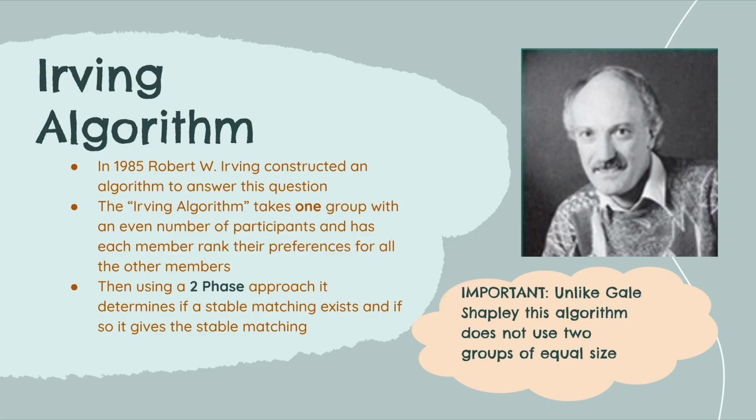Wait, but we don't have two groups of equal size. How does this work? In 1985, Robert Irving constructed an algorithm to answer this question. The Irving algorithm takes one group with an even number of participants and has each member rank their preferences for all the other members. Then, using a two-phase approach, it determines if a stable matching exists, and if so, it gives the stable matching. Unlike the Gale-Shapley algorithm, this algorithm does not need two groups of equal size.